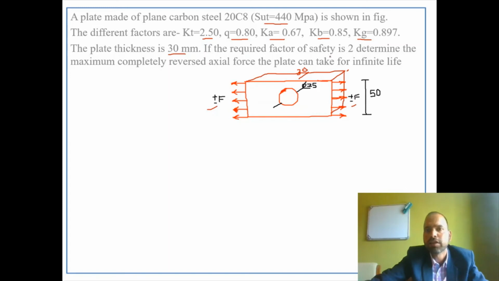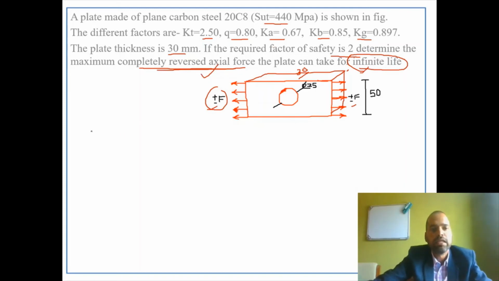Right? If the required factor of safety is given, we need to determine the maximum completely reversed axial force. The problem itself suggests that this component is subjected to completely reversed axial force, and we have to design this component for infinite life. So the component is subjected to completely reversed stress for infinite life. This is the case of the problem.